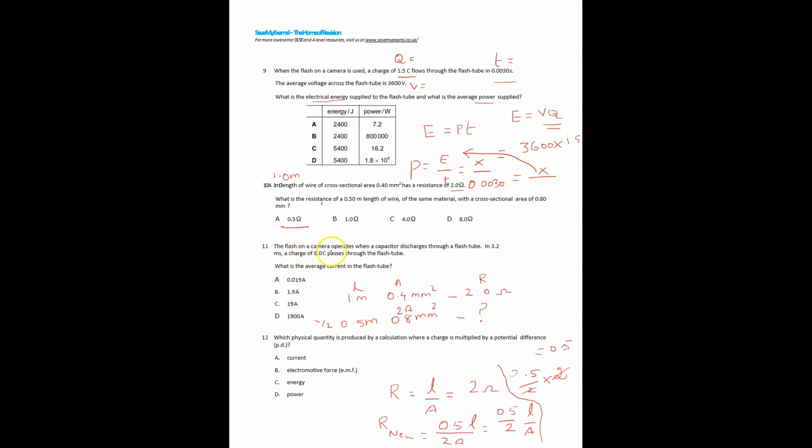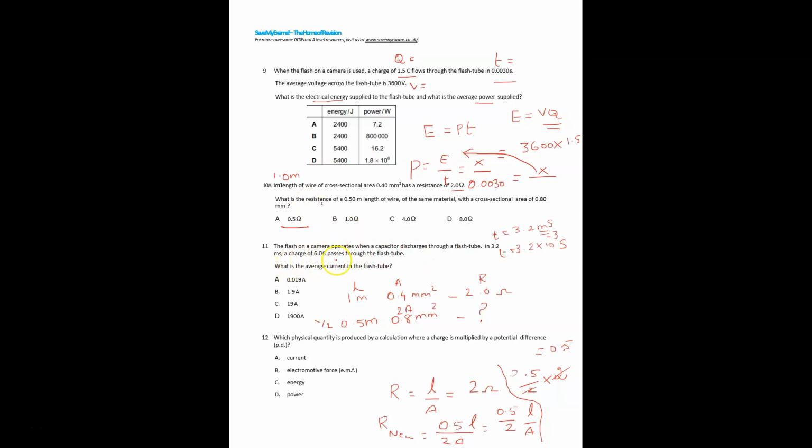Okay, next question number 11. The flash on a camera operates when the capacitor discharges through the flash tube in 3.2 milliseconds. So the time is given, 3.2 milliseconds. We should change this into SI units. In the place of milli you write 10 to the power minus 3, that is t. Okay, what is the average current?